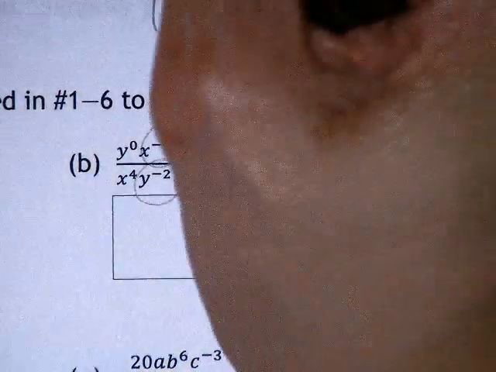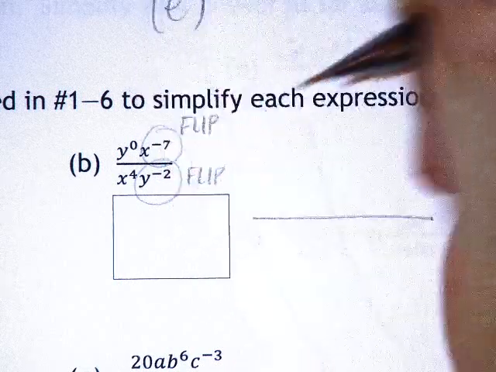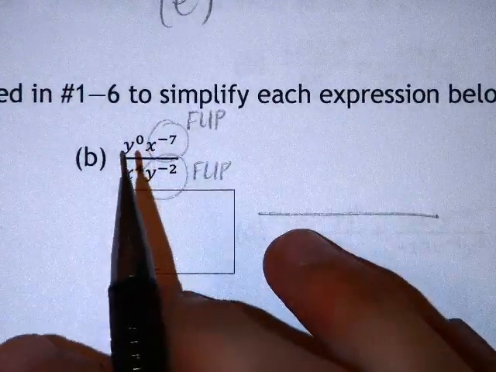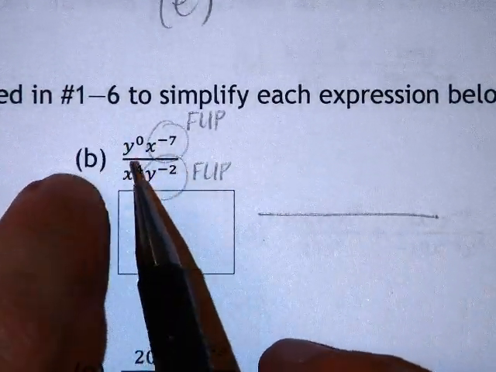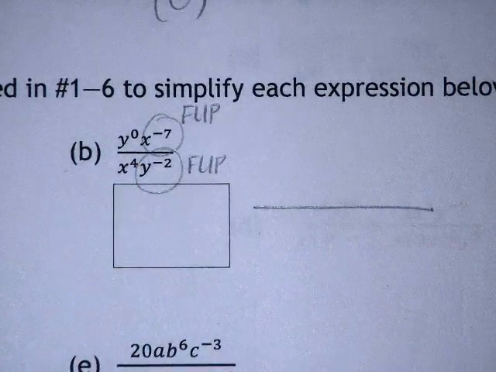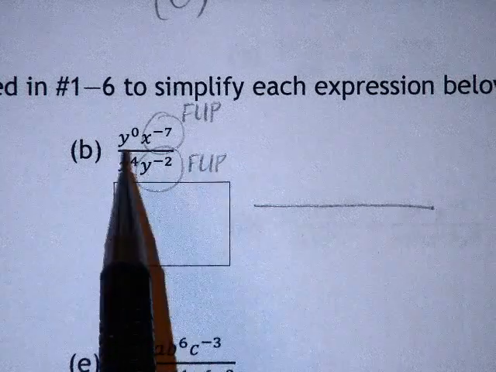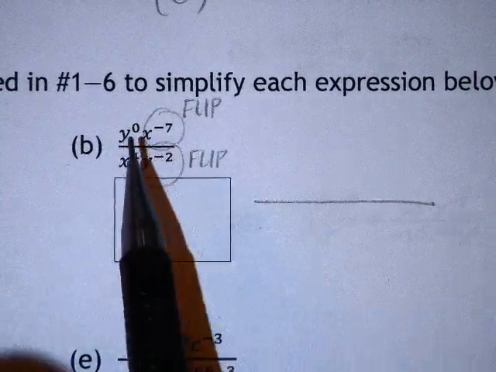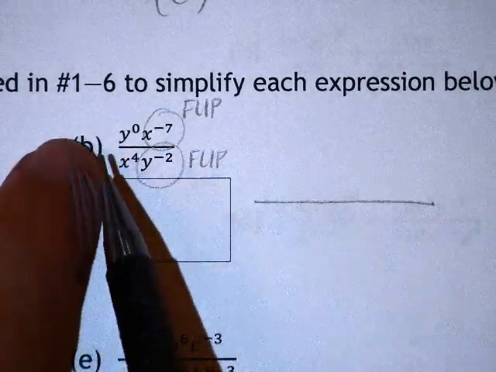Y to the negative 2, that has a negative exponent. That's going to need to flip. But then the other two aspects that don't have negative exponents, y to the 0, x to the 4, those are going to stay. So here's what I mean by flip and stay. Think about the giant fraction bar that already exists in this problem. We can see it there. It's straight through the middle of the problem.